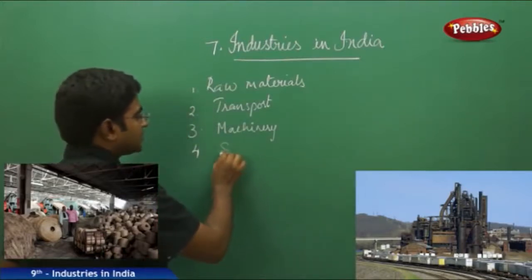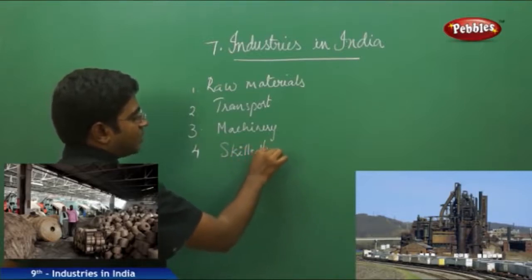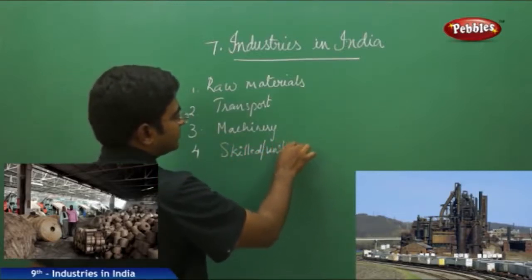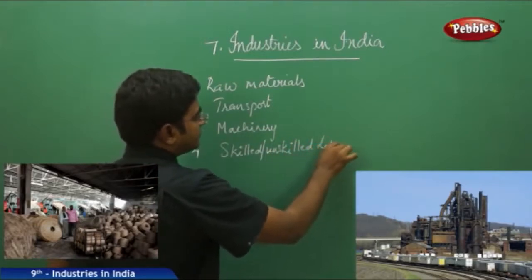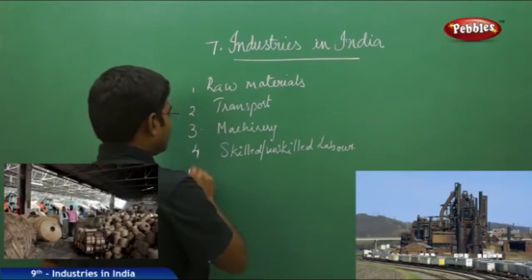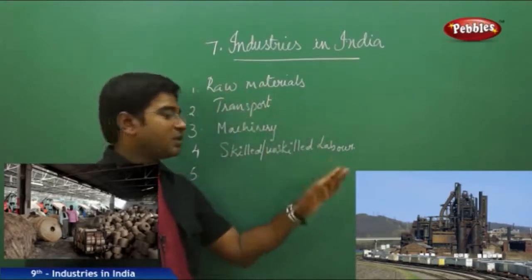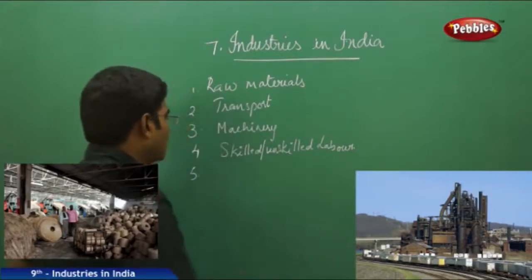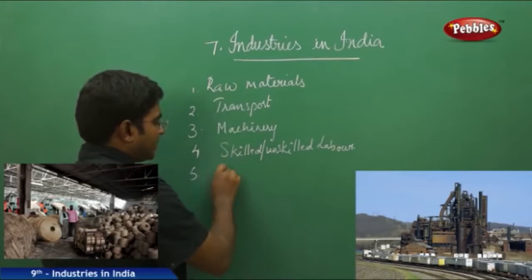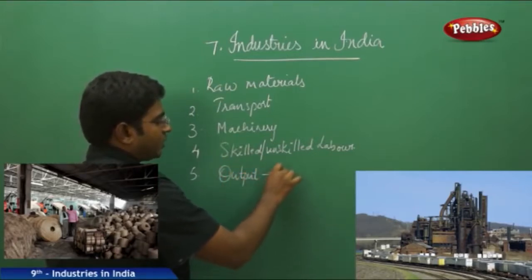That is known as skilled or unskilled labor. So after these raw materials, transportation, machinery and the skilled and the unskilled labor, we have the final people who design the things and get the output. This output will reach the market.